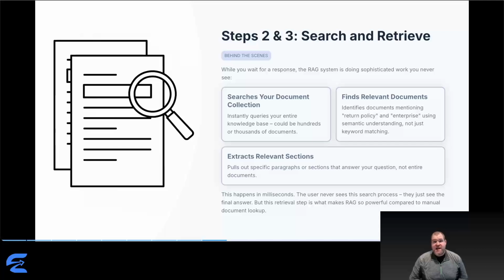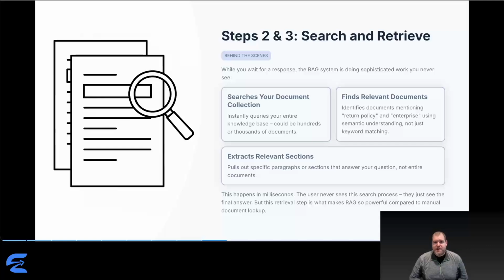Now, here's where the magic happens, and you never see any of it. While you're waiting for a response, and we're talking milliseconds here, the RAG system is doing sophisticated work. First, it searches your entire document collection, and we're not talking about simple keyword matching like you'd get with Control F. Modern RAG systems use semantic search, which means they understand meaning and context. If you ask, how do I reset my password? It knows to look for documents about password resets, account recovery, security procedures, even if those documents don't use the exact phrase, reset my password.